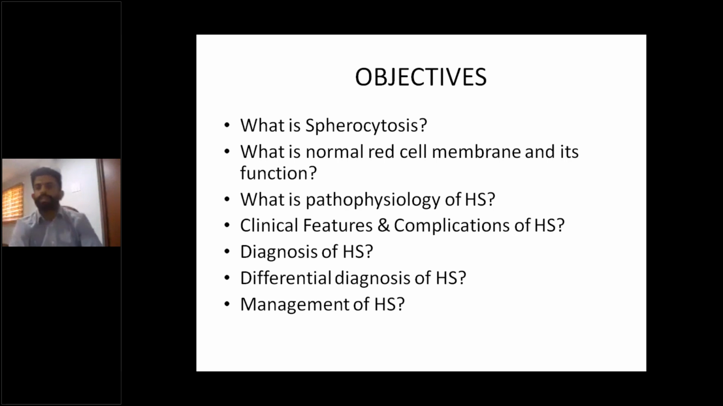So what are the objectives for today's class? What is spherocytosis? That's what you need to know. What is normal red cell membrane and its function? What is the pathophysiology of hereditary spherocytosis? What are the clinical features and complications of hereditary spherocytosis? What is the diagnosis of hereditary spherocytosis? Differential diagnosis of hereditary spherocytosis and the management of hereditary spherocytosis. So in short, HS, right? So these are the objectives for today's class, and we'll finish the entire class today. It won't take more than half an hour now.